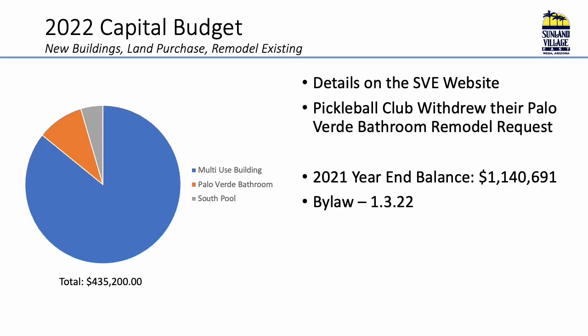The final and simplest bucket is the capital bucket, used for new buildings, land purchases, and to remodel existing facilities. Our total budget for 2022 is $435,200, the majority going into the new multi-use building. Oh, by the way, the Pickleball Club withdrew their Palo Verde remodel request. This bucket has the most money currently in it. It's a little bit over $1 million as we speak. Again, for extra credit, you can study Bylaw 1.3.22 for the rest of the story on capital.